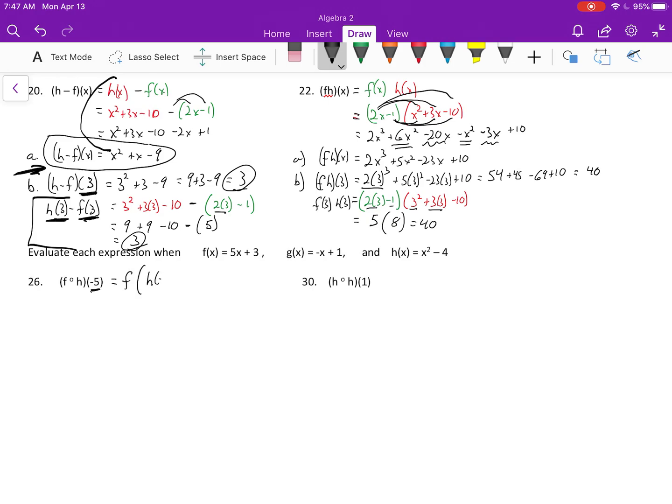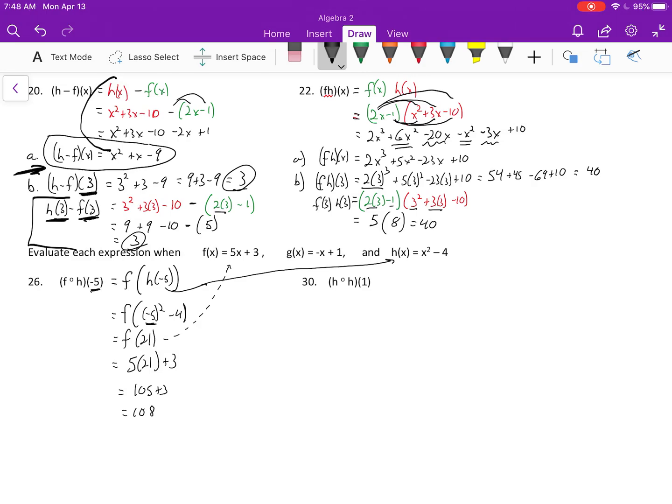So what we're going to do here is think of this as f of h of -5, which means we want to put -5 into the h function, which will be f of, putting -5 in there, gives us -5 squared minus 4. Well, that's f of 25 minus 4, which is 21. And now we just want f of 21, so we put 21 into the f function. And so that's going to be 5 times 21 plus 3. 5 times 21, that's 105. Plus 3 is 108.